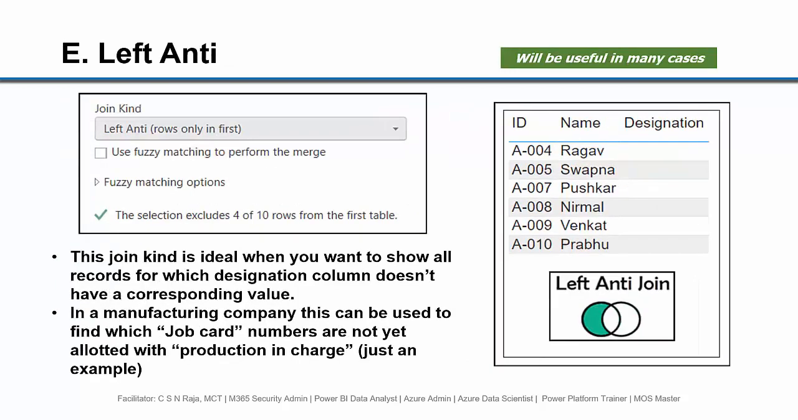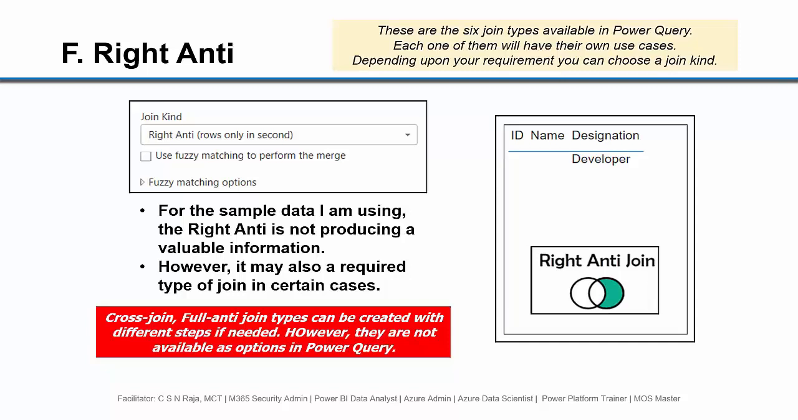Left anti is a join kind that is ideal when you want to show all records for which the other table doesn't have a corresponding value. Imagine a scenario in a manufacturing company. You have job cards which are not yet allotted for production. Just opposite to left anti is right anti. For the sample that I am using, I am not able to produce a meaningful result. However, it may also be a required type of join in certain cases. We do have join kinds like a cross join, full anti-join, etc. However, they are not available as options in Power Query.